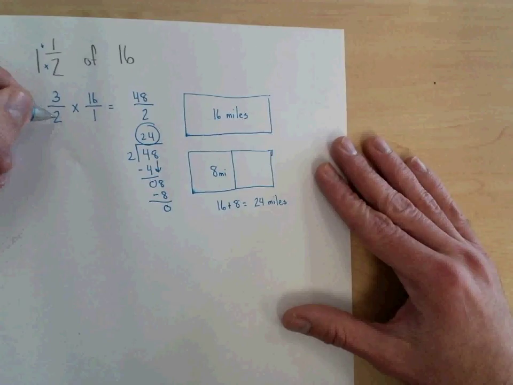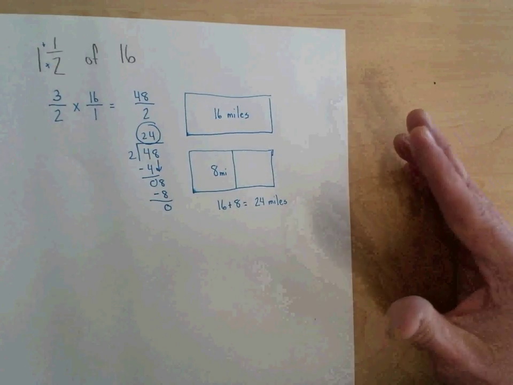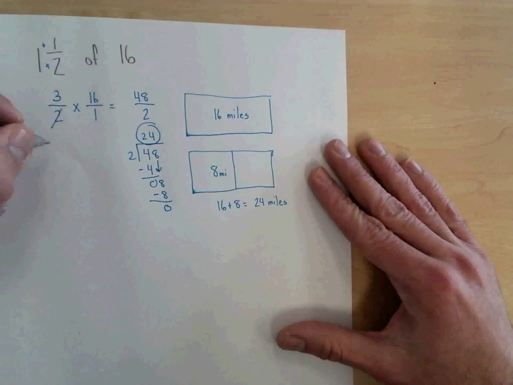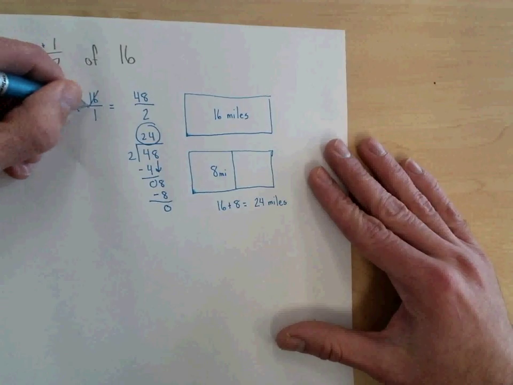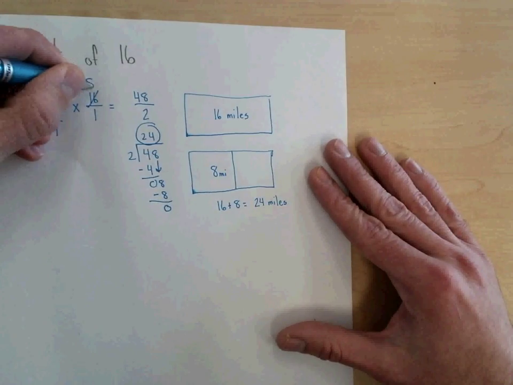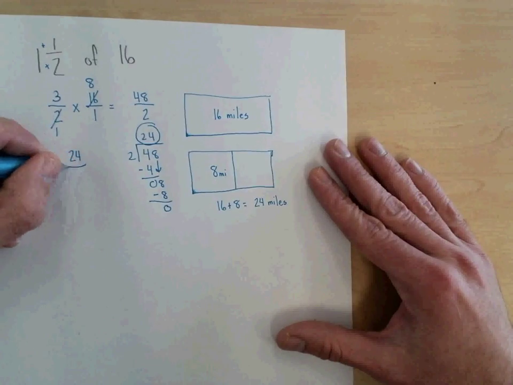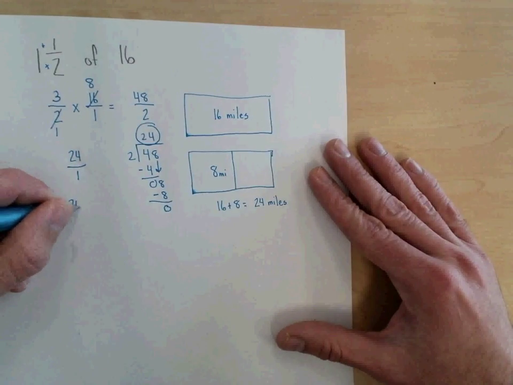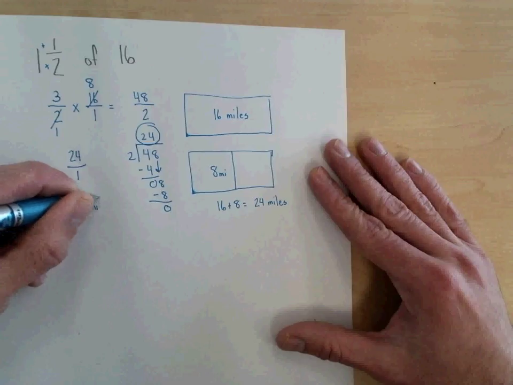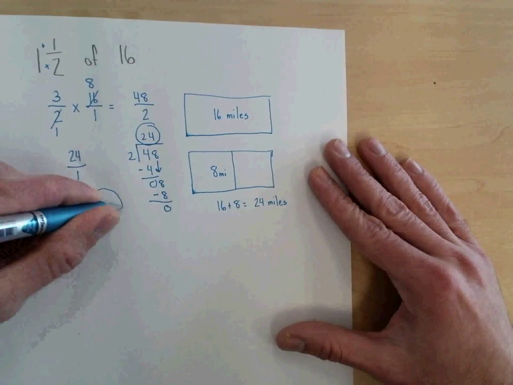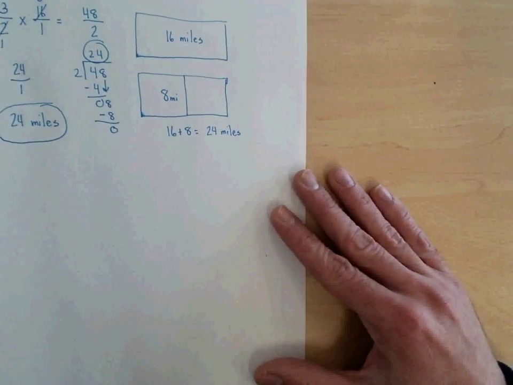That matches that. Or I can say, okay, do 2 and 16 share a factor? Yes. So 2 goes into 2 one time. 2 goes into 16 8 times. I can go 3 times 8, which is 24, over 1, which then equals 24 miles. That's what we're working on right now.